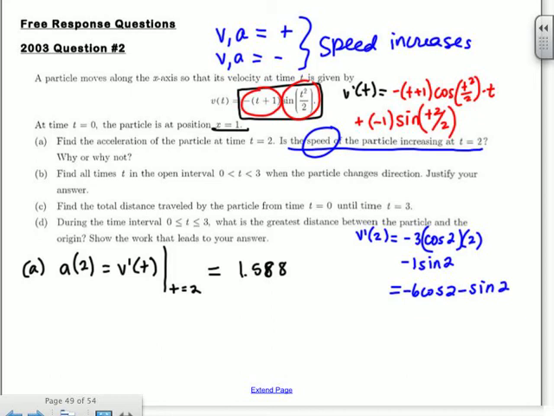This is a very good thing to put on a note card. So you could write that out. If velocity and acceleration are both positive, or if velocity and acceleration are both negative, the speed is increasing. Obviously, if you have positive and negative in any order, the speed is decreasing.